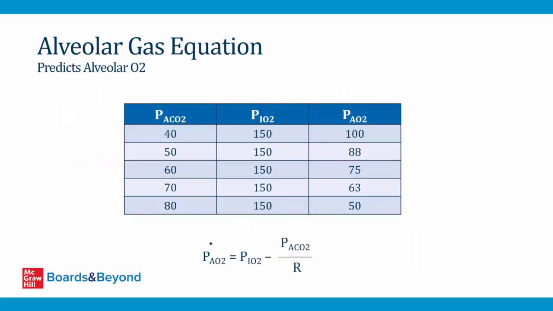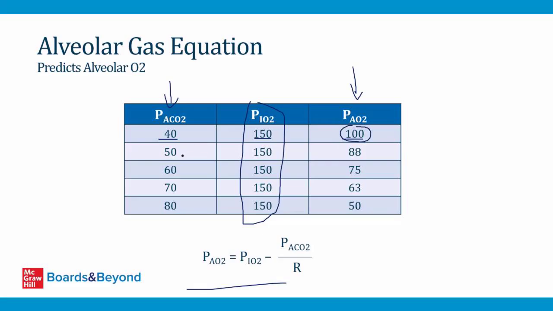So just to make this all very clear to you, I've created a table on the slide, and let's look at what it shows. So when you're breathing normal room air at sea level, the PiO2 is always going to be 150. But what I've shown on this slide is how your PaO2 is going to change based on your PaCO2. So if you're breathing air with a PiO2 of 150 and your PaCO2 is normal at 40, then if you use this equation, you will get a value for PaO2 of 100. This is a normal value for alveolar partial pressure of oxygen.